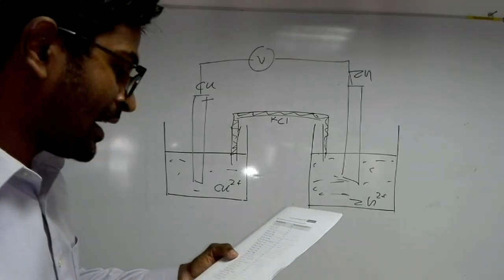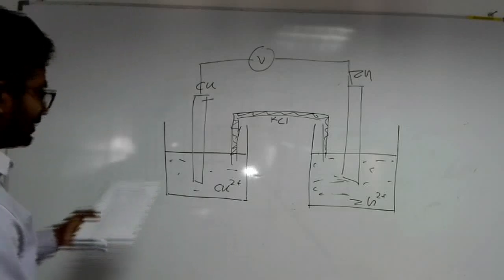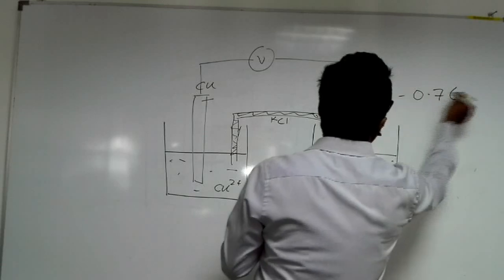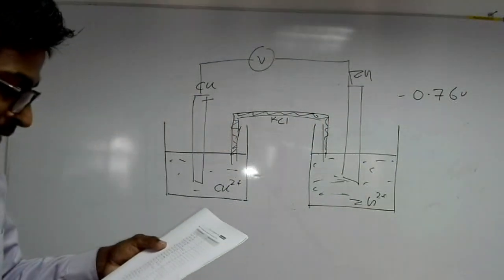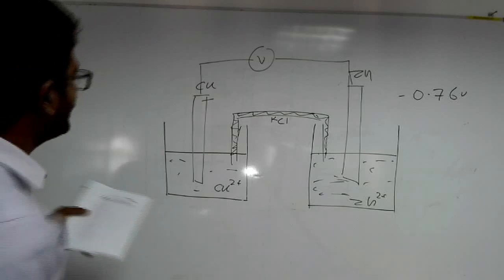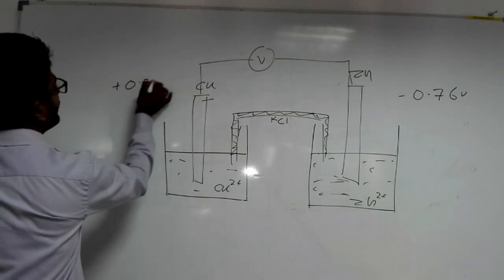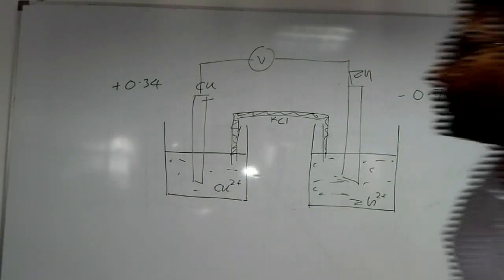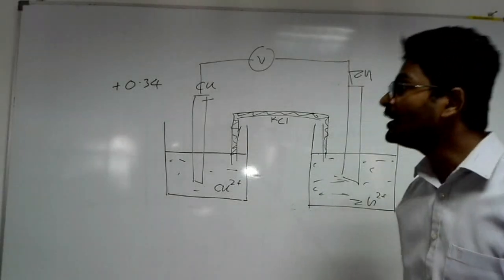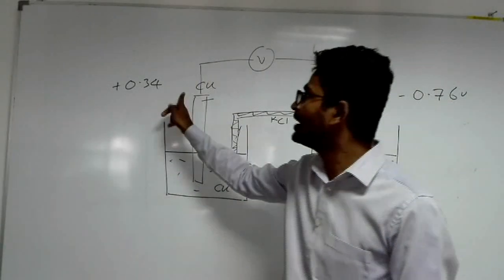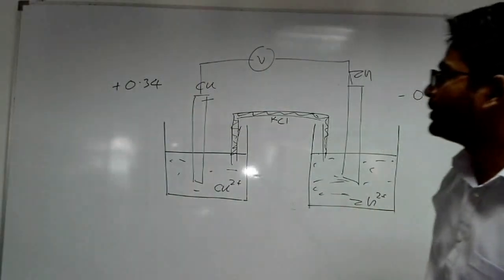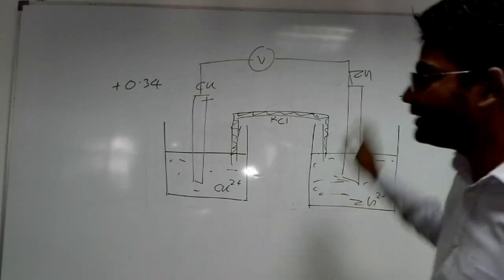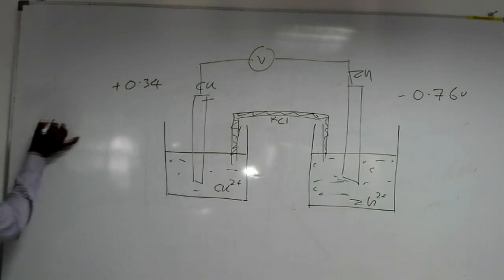The standard electrode potential for zinc is minus 0.76, and for copper it is plus 0.34. So these are the electrode potentials. These electrode potentials are measured with respect to the standard hydrogen electrode. This is the standard electrode potential for copper, and this is the standard electrode potential for zinc. So normally it is given like this in some questions.